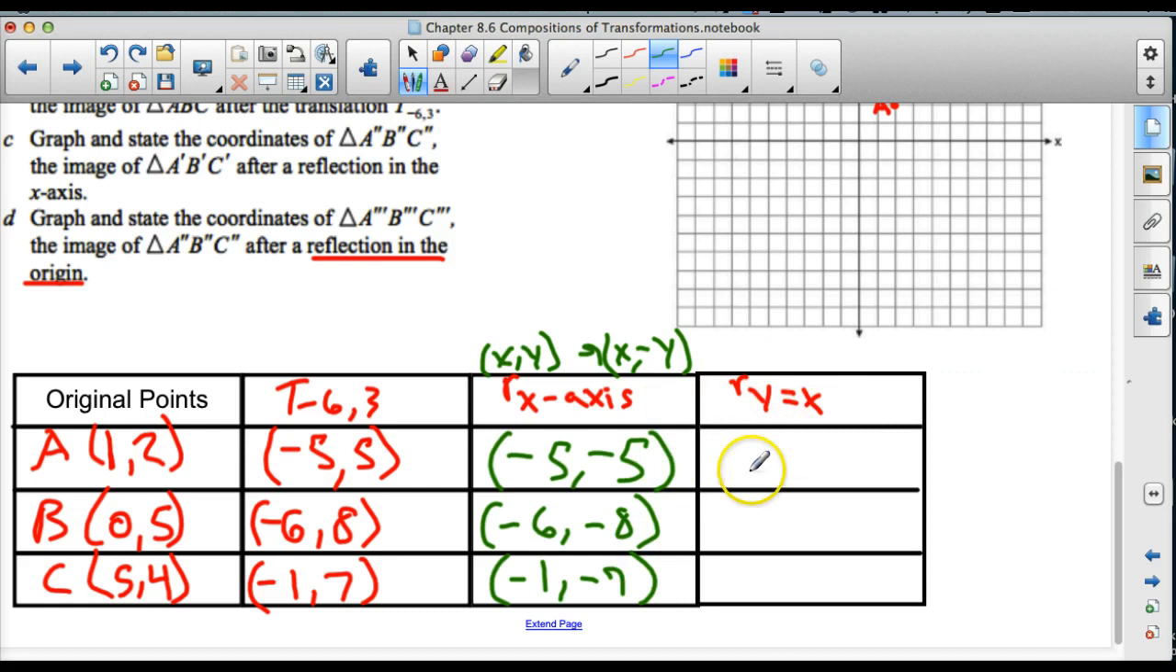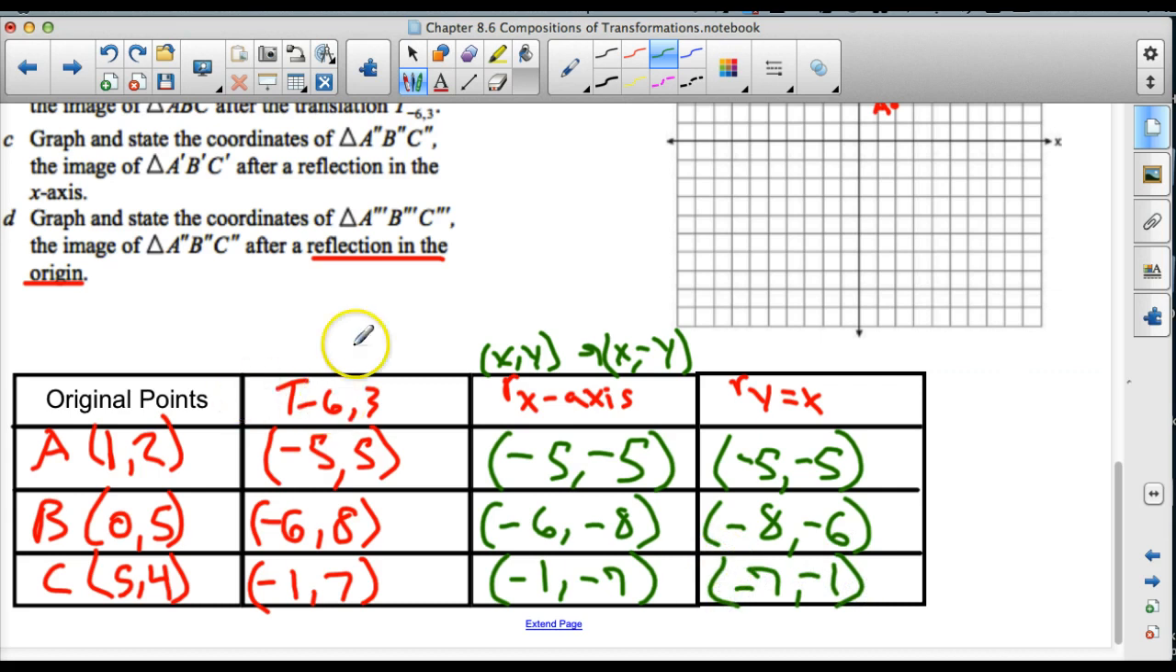Remember, when you reflect in the line y equals x, which is the same as a reflection in the origin, all you do is just switch the order. So in this case, this one's going to stay negative 5, negative 5. This one becomes negative 8, negative 6. And this one becomes negative 7, negative 1.